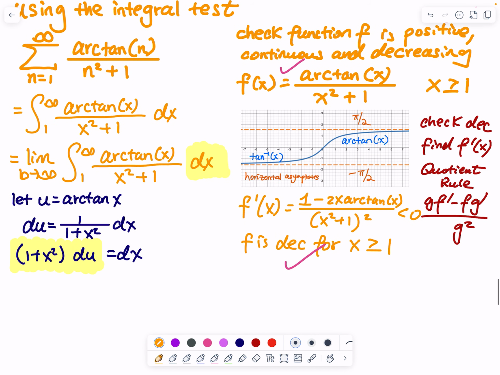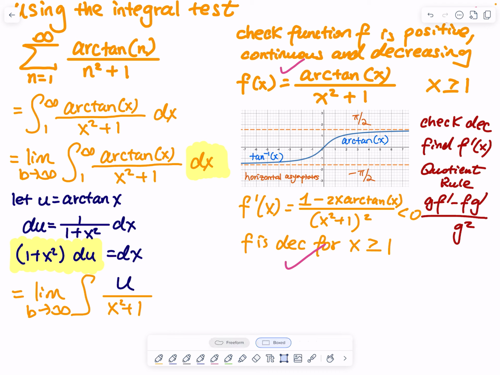Okay, the next step, I have the limit as b approaches infinity. I will not mention the upper and lower limits because they are in terms of x. We are doing du right now. I have a u divided by x squared plus 1. If you like, I can put the u in dark blue because we let u equal that, and the dx is now in yellow. Do you see a cancellation?